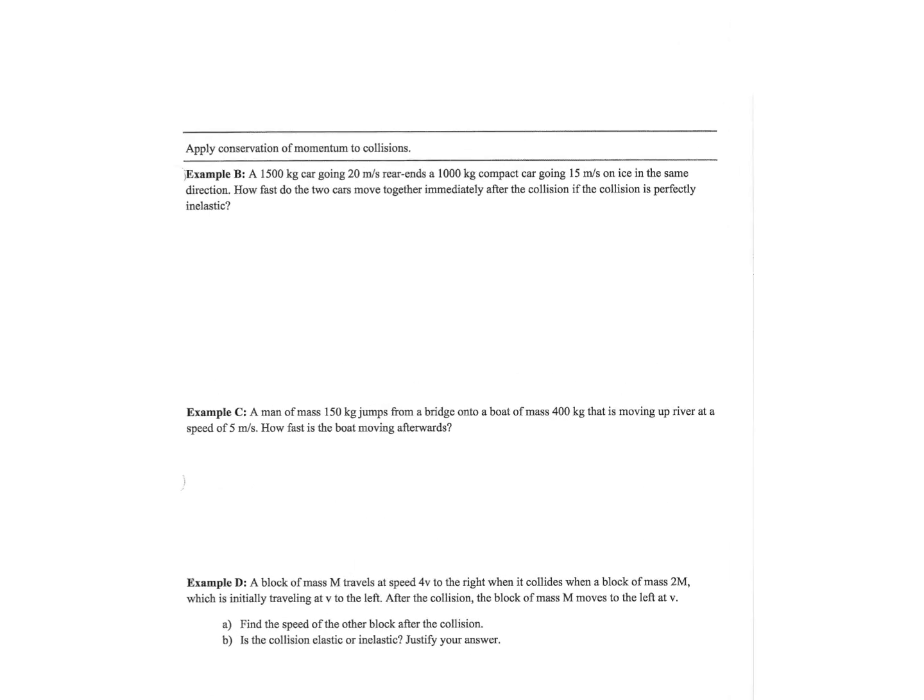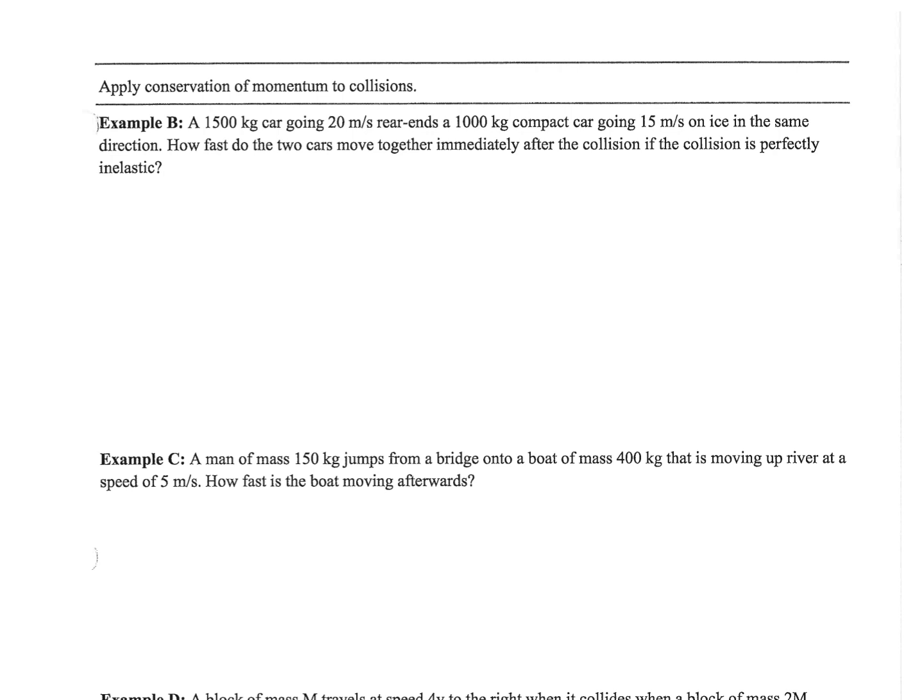Okay, so example B, we have to apply conservation of momentum. Conservation of momentum literally says the initial momentum equals the final momentum. That's what conservation of momentum is. So you'll be using this every single time. A 1,500 kilogram car going 20 meters per second rear ends a 1,000 kilogram compact car going 15 meters per second on the ice, the same direction. How fast did the two cars move together immediately after the collision if it is perfectly inelastic? So it's telling us it is a perfectly inelastic collision.